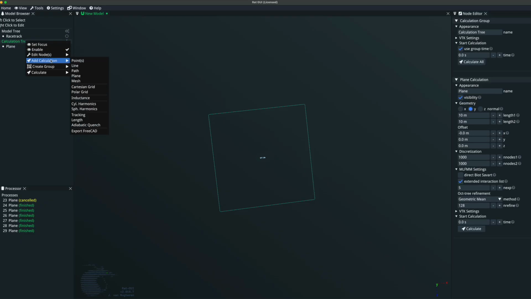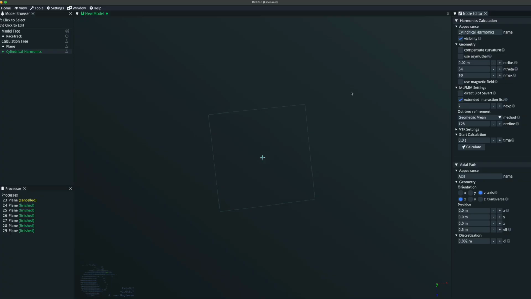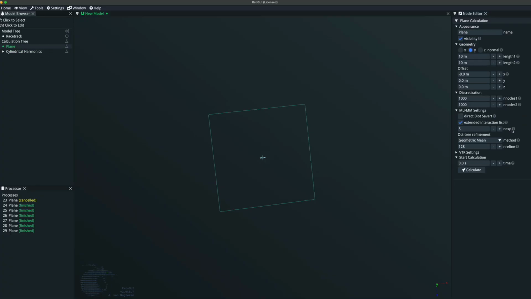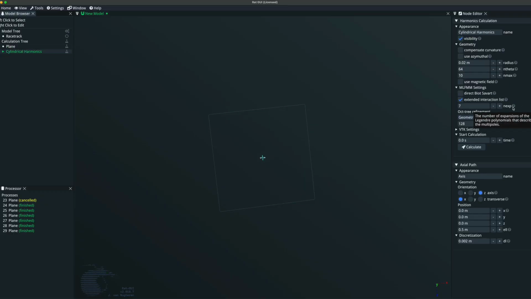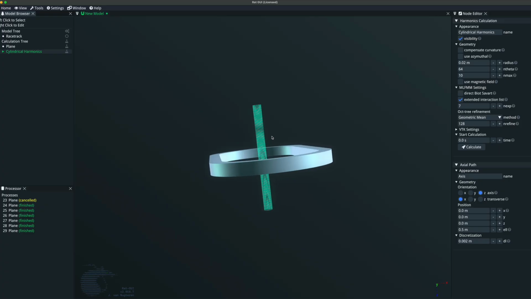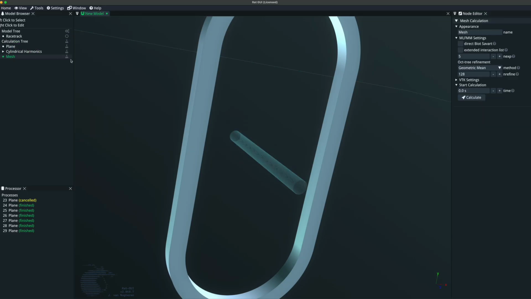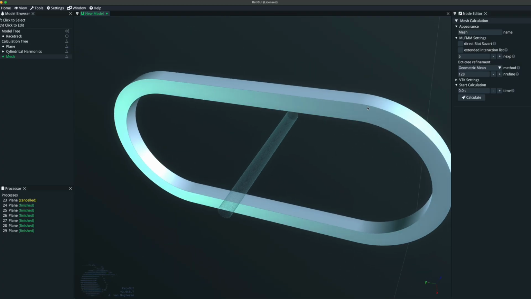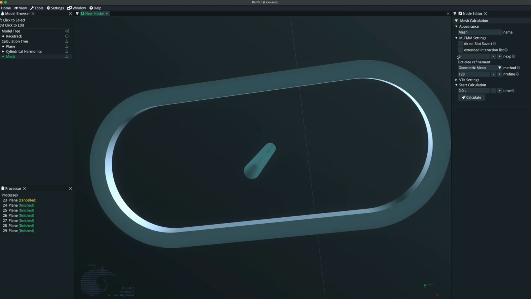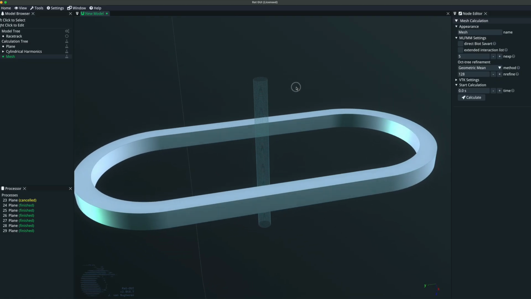Now, for different types of calculations, for instance for cylindrical harmonics, you see that in the plane calculation, the default was 5 and the extended interaction list was set. Here, the default number of expansions is actually set to 7. So for very high accuracy demands, Rat already has some different settings here. If we go to the mesh calculation, the extended interaction list is not even turned on. It's just 5 expansions, and that's already accurate enough.